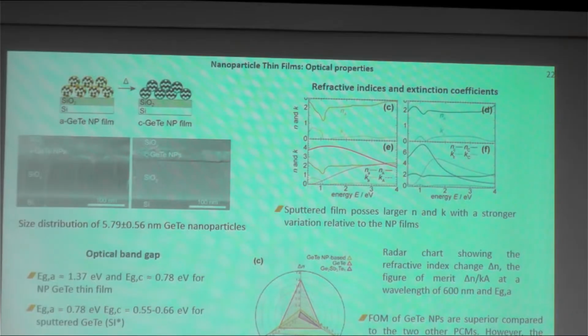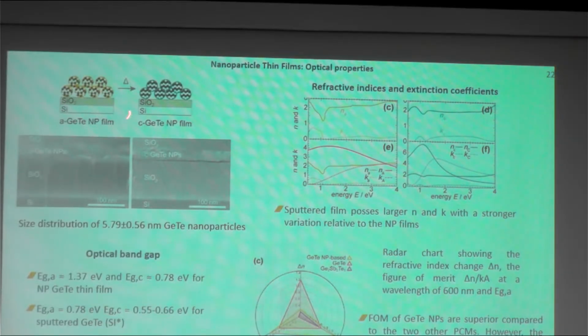Some properties of nanoparticle thin films. Such nanoparticles, for example germanium telluride nanoparticles, can be synthesized by a chemical method, and then these nanoparticles can also be formed as a thin film by dispersing them on the substrate, as shown here. This is silicon oxide and amorphous germanium telluride nanoparticles on the substrate, on the silicon dioxide, and this is crystalline. So they form a thin film here.